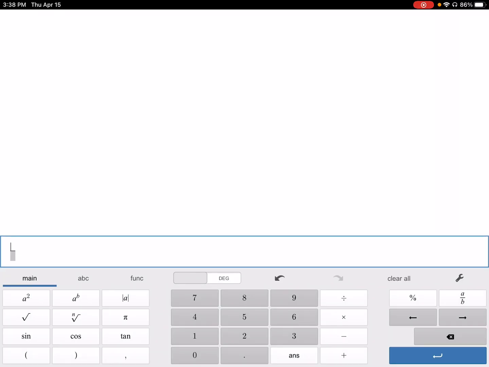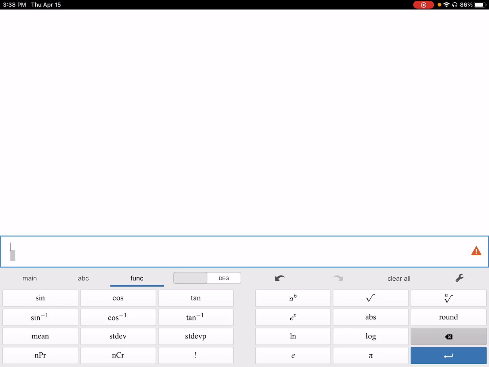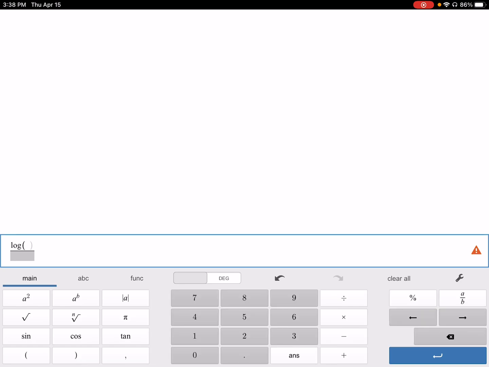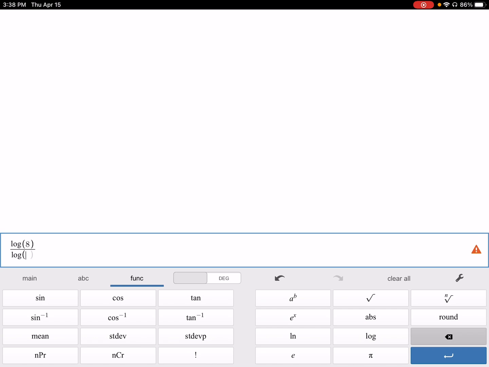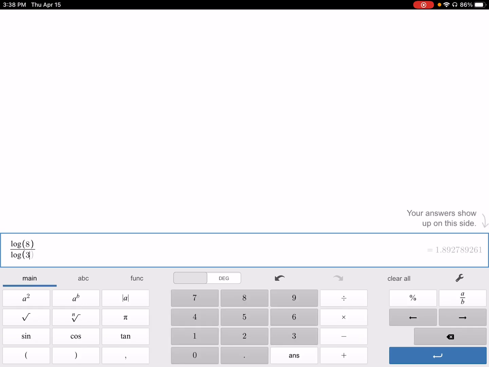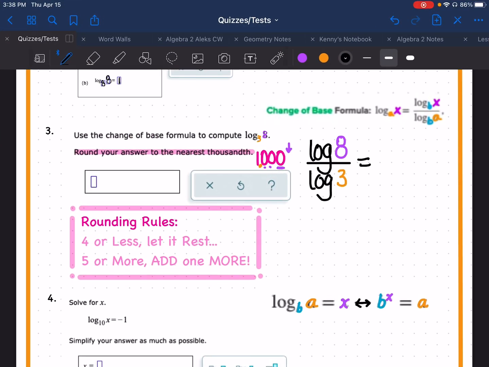There we go. Let's grab it and put it into the calculator. I like to make the fraction, but remember, it is totally up to you guys. Log of 8 divided by log of 3. There we go. There is my decimal. Let's go ahead and go back and put that down.